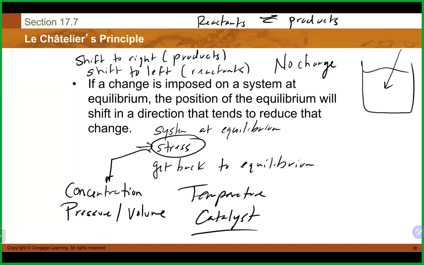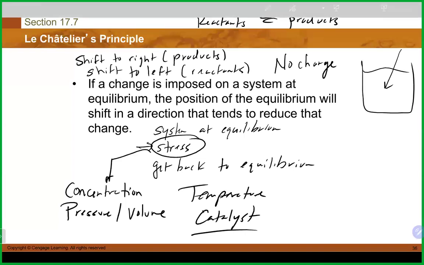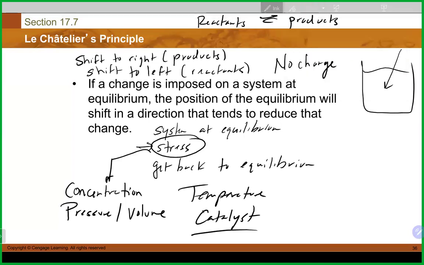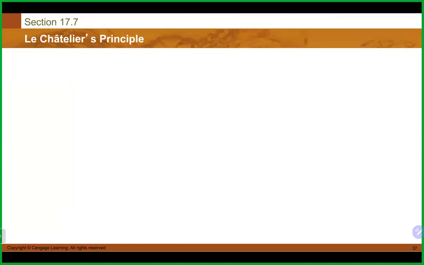And again, like I said, it will mess up the equilibrium, but the reaction itself will adjust in such a way to get itself back to equilibrium. So we're going to talk about each of these individually and what happens along the way as we do something with them. So we're going to start with concentration first off.